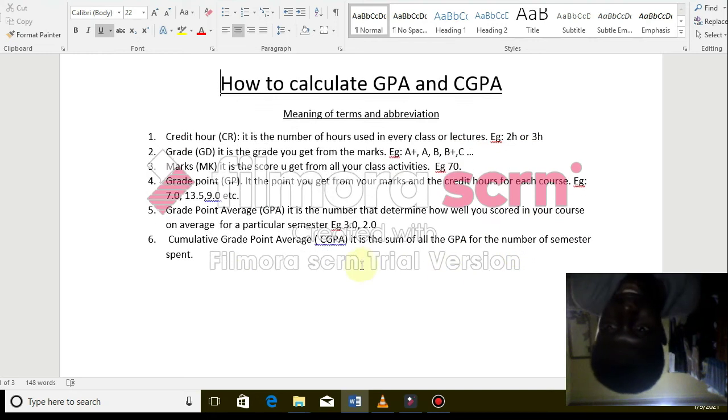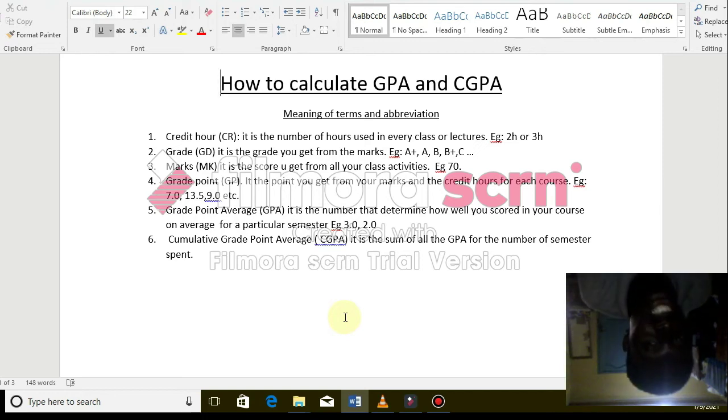Okay, now let's go to the fifth one, which is the grade point average, the GPA. The GPA is the number that determines how well you scored in your courses on average for a particular semester. So let's say only first semester, the point that you get for that first semester, that is what you mean by GPA. If you take only second semester in level 100, the point that you scored for only the second semester in level 100, that is your GPA.